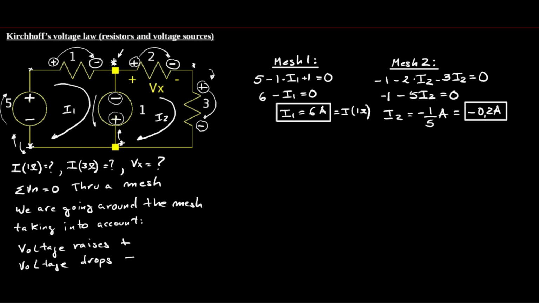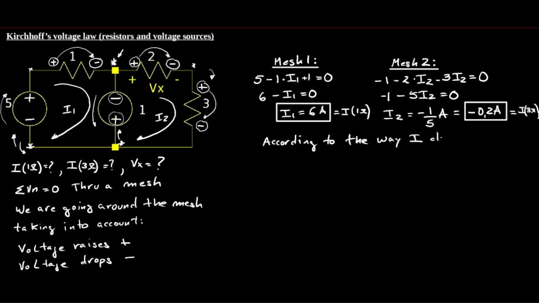As I was asked to find the current through the 1 ohm resistor, this is the same current I want, which I calculated before, and the current across the 3 ohm resistor is I2. Okay, so the current across the 2 ohm resistor is minus 0.2 ampere. I was also asked to find Vx the way it is drawn there.